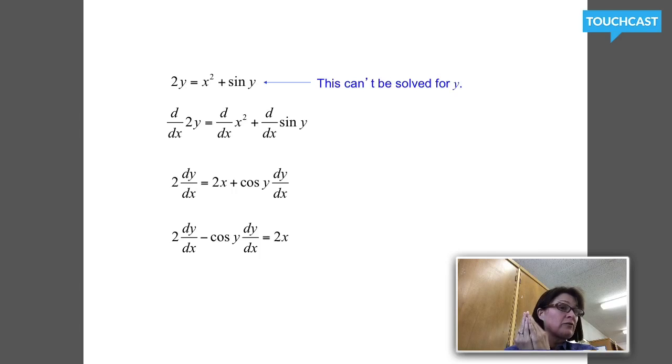And just remember, we saw this for the first time in that last example, my expression for dy/dx might contain both x's and y's. So the goal there is to get any term with a dy/dx onto one side of the equation, and anything that doesn't have a dy/dx onto the other side. So I'm going to take that plus cosine y dy/dx term that's on the right-hand side, and subtract it over. So my new equation now, 2 times dy/dx minus the cosine of y times dy/dx equals 2x.